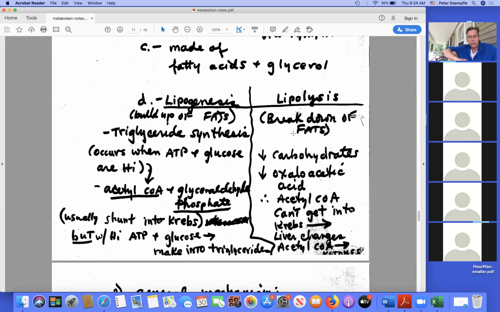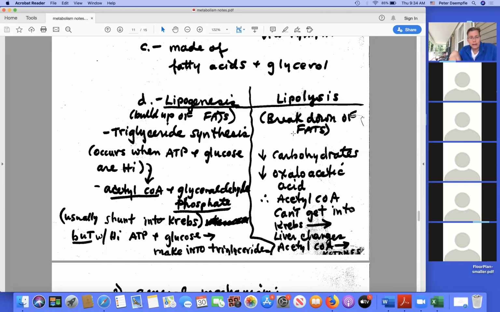The opposite happens with lipogenesis, making fat when you eat too much, basically. So in other words, triglyceride synthesis. You're making fats. When there's too much ATP, too much sugar, the acetyl coenzyme A and the glyceraldehyde phosphate can't even get into the Krebs cycle fast enough, right?